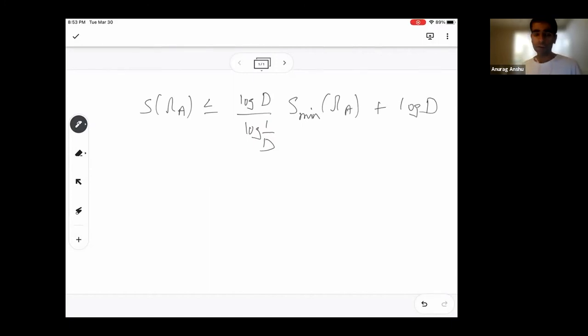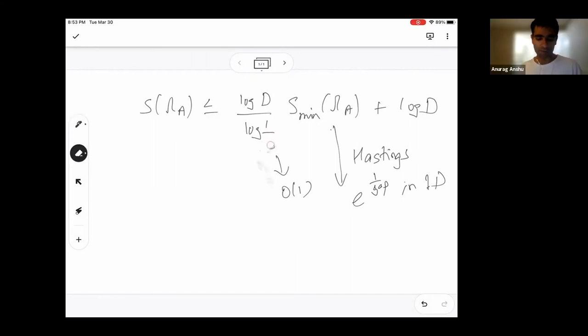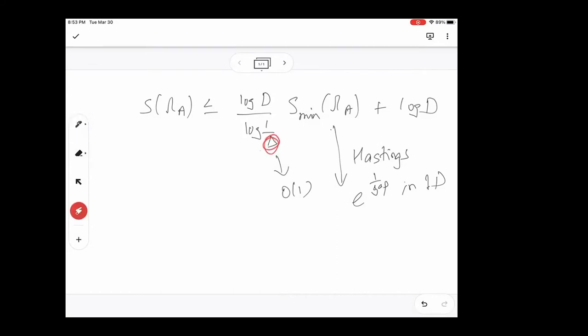This is what they prove. So now it depends on the situation. For example, Hastings was bounding min entropy, which was easier for him, and then he bounded min entropy by e to the power 1 over gap in 1D. And he showed this is a constant too. So he got the area law, right? So the entropy is bounded by something times min entropy plus something. Yeah, exactly. So entropy is less than log d over log 1 over the shrinking delta.